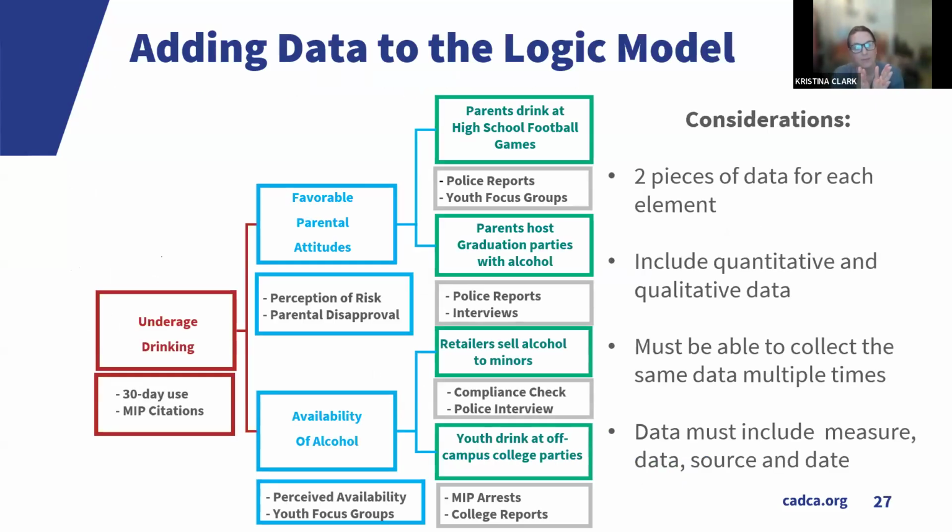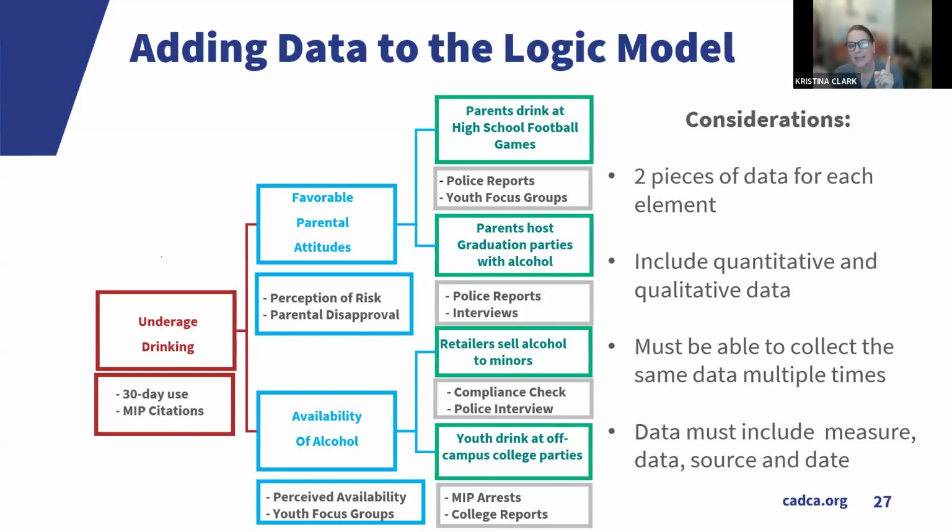What do I mean by that? That I can say underage drinking is the problem. It's the problem because parents have favorable attitudes. And we know that parents have favorable attitudes because they're drinking at high school football games and they're hosting graduation parties. So that's moving left to right. Then we can also go the other way and say parents are drinking at high school football games, which shows they have favorable parental attitudes, which is impacting our underage drinking. It has to make sense in both directions.